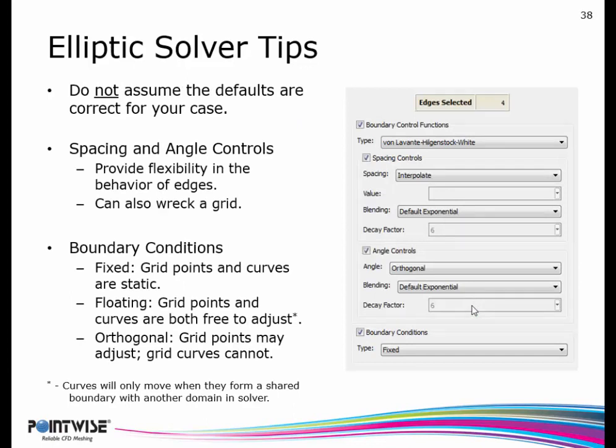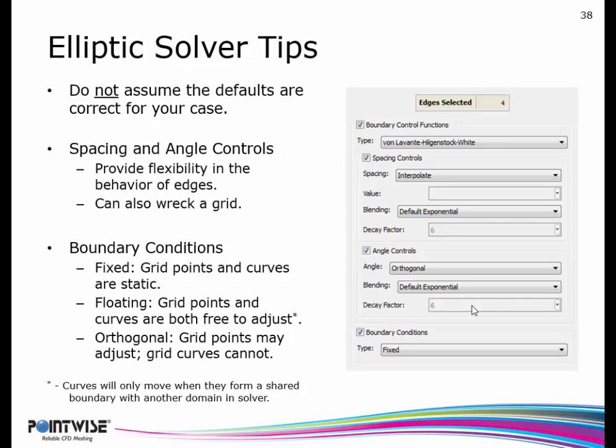Okay, some more solver tips. Do not assume that the defaults are correct for your case. So this kind of goes back to the previous slide when we looked at the differences between the boundary control functions, von Levante, Hilgenstock, White, and Steger-Sorensen. We have users back in the States who love the default von Levante, and we have others that love the original boundary control Steger-Sorensen and prefer to use it all the time.